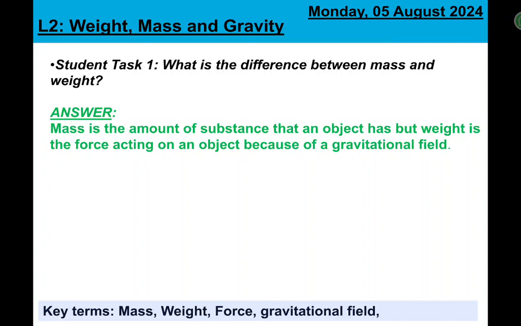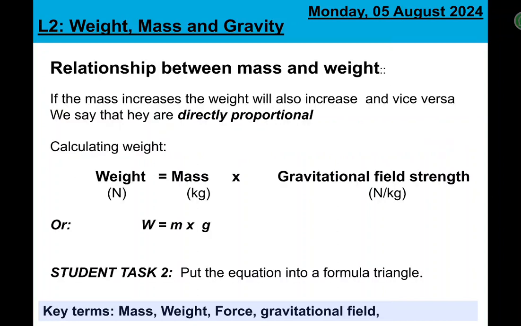What is the difference between mass and weight? Mass is the amount of substance that an object has, but weight is the force acting on that object. That's what we just learned. All right, what is the relationship between mass and weight? If the mass increases, the weight will also increase, and vice versa. We say that they are directly proportional. If one of them increases, the other increases as well. If one of them decreases, the other decreases at the same time.